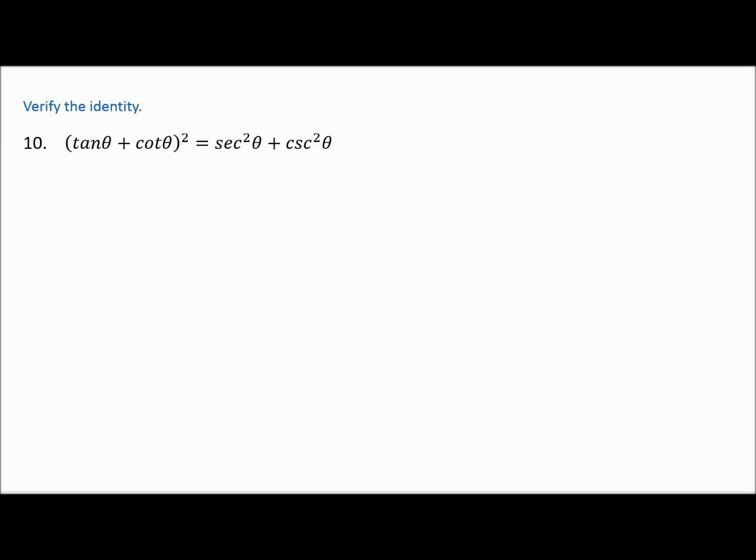Alright, let's verify some more. I'm going to start with the left-hand side. I'm going to rewrite it as tangent of theta plus cotangent of theta, all squared.